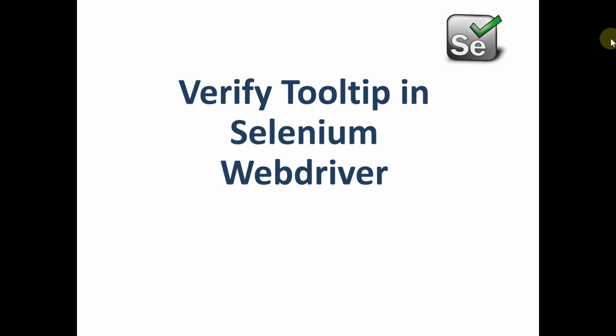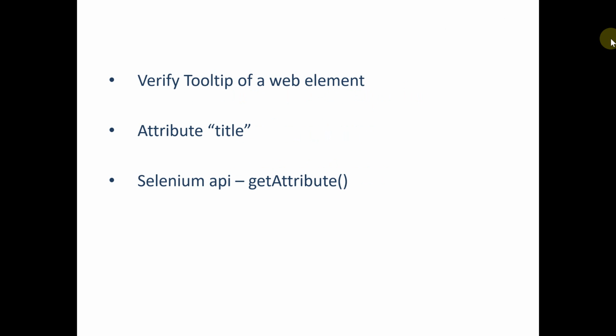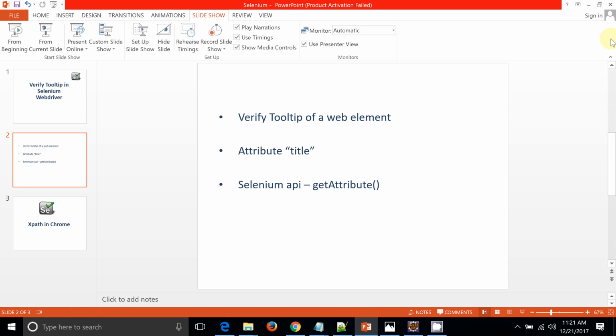In this video, we are going to see how we can verify the tooltip of a web element with the help of Selenium WebDriver. So let's start with that. Our goal is to verify the tooltip of an element. How will this tooltip be made a part of your HTML DOM structure? It will be made a part of your DOM structure with the help of the title attribute. Of course, this is done by the UI developer. The Selenium API that we are going to use to verify this title is getAttribute. So let's start writing the code for the same.